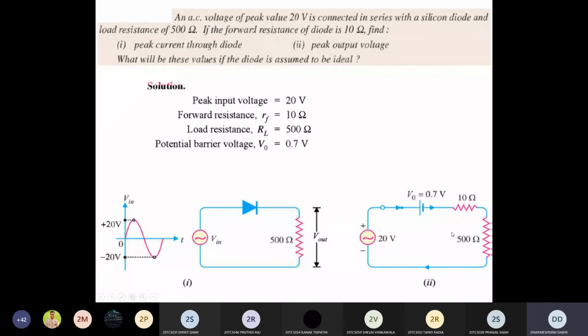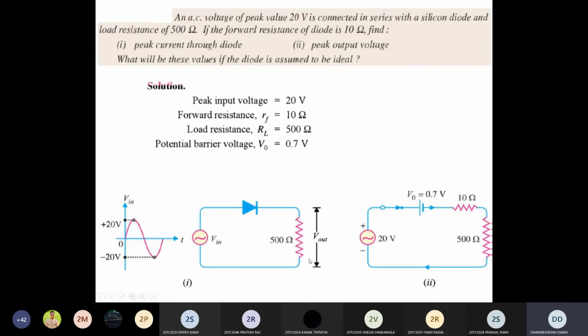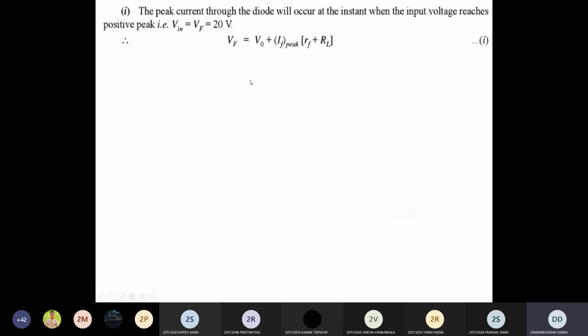Clear? So we can write this equation this way. You can see that the peak current through the diode will occur at the instant when your input voltage reaches the positive peak, which is 20 volt. So Vf, the input voltage, 20, is equal to V0. V0 is what? The voltage drop across this diode, which is 0.7 volt, plus the voltage drop across this resistance, 10 plus 500 ohm, Rf plus RL, times the peak current, which we need to find out.